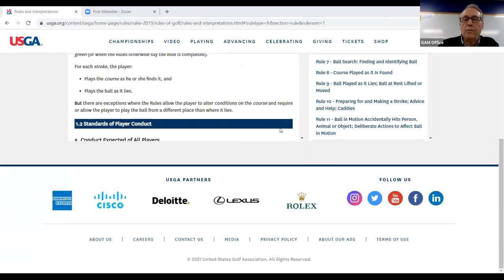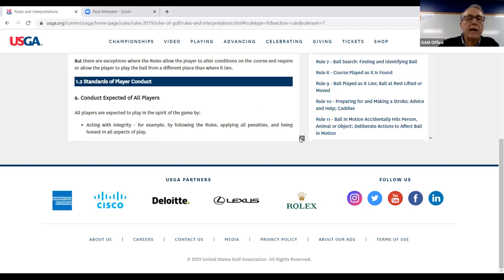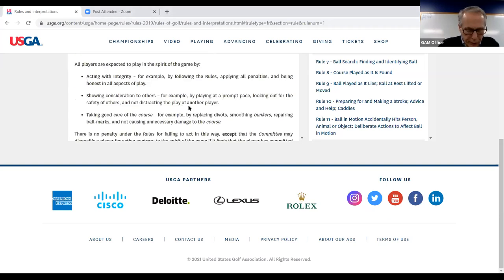Rule 1.2 talks about the player's code of conduct, and what each player is expected to do. Interesting that they're supposed to know the rules. Players are expected to know the rules and to apply the rules when they have a breach of the rules. We know that's not always the case, and we have situations where players are coming into the scoring area where they may have committed a breach of the rule and they're going to be penalized after their play.